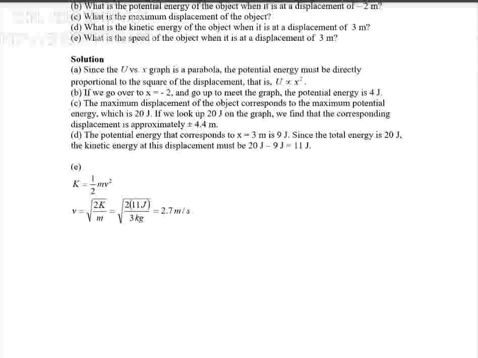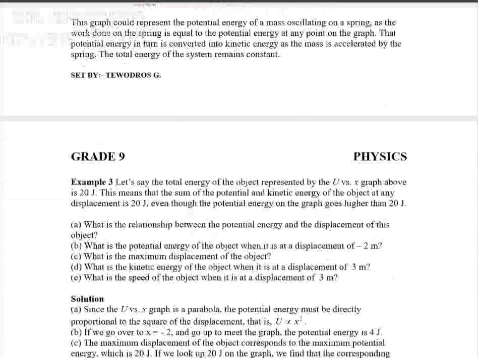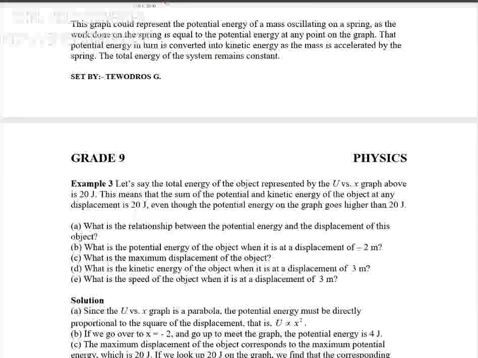Let us see this. This one is the last example. The example says, let us say the total energy of an object is represented by the U versus X graph. That means the potential energy versus X displacement graph above is 20 joule. This means that the sum of the potential energy and the kinetic energy of the object is how much? 20 joule, even though the potential energy on the graph goes higher than 20 joule.